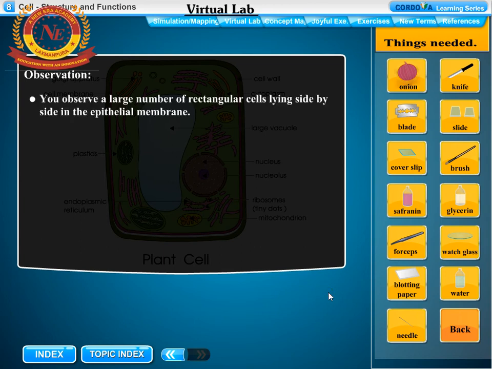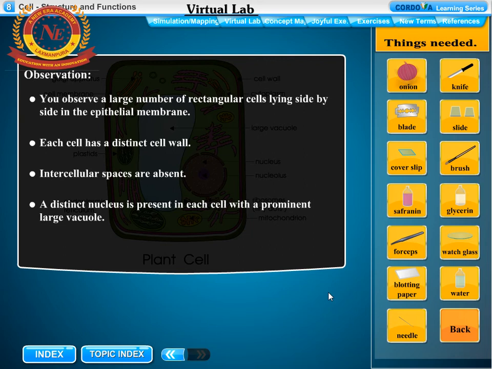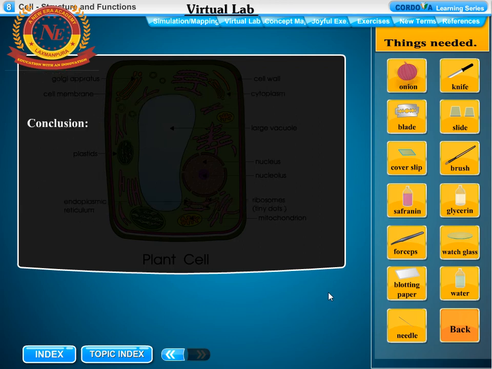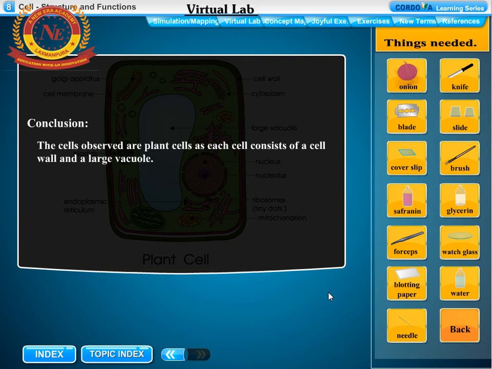Observation. You observe a large number of rectangular cells lying side by side in the epithelial membrane. Each cell has a distinct cell wall. Intercellular spaces are absent. A distinct nucleus is present in each cell with a prominent large vacuole. Conclusion. The cells observed are plant cells, as each cell consists of a cell wall and a large vacuole.